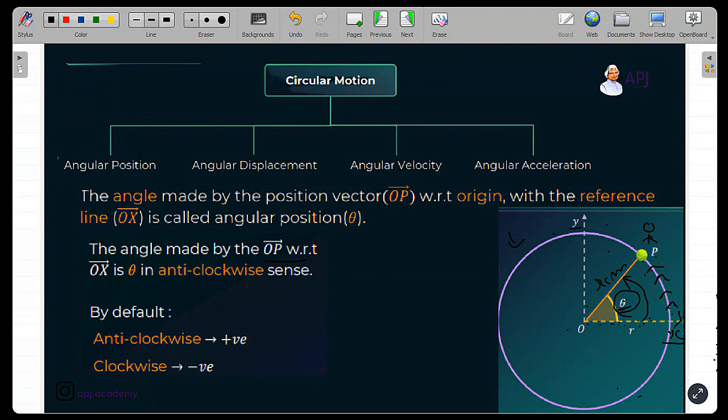ठीक है, and always remember that by default in circular motion anti-clockwise is positive. By default anti-clockwise is positive and clockwise is negative. This is the sign convention of circular motion. This is weird, but it is what it is.